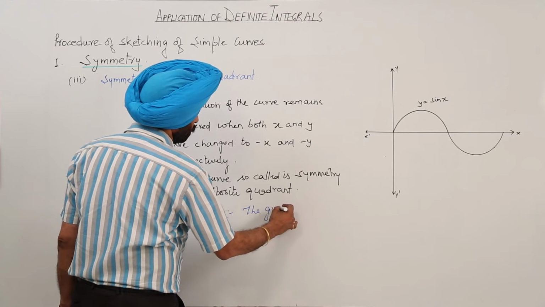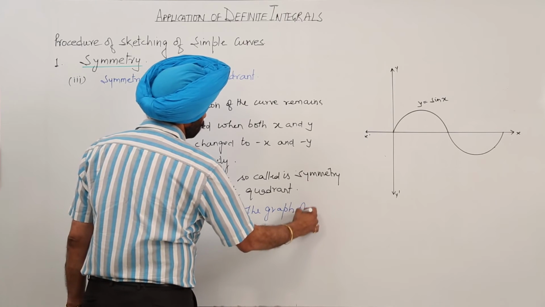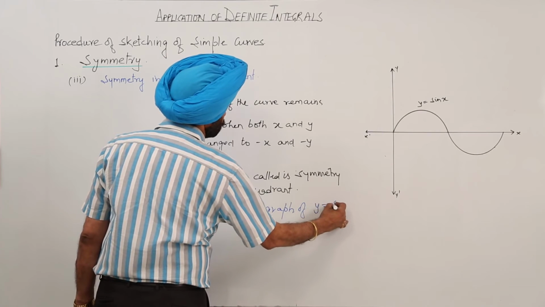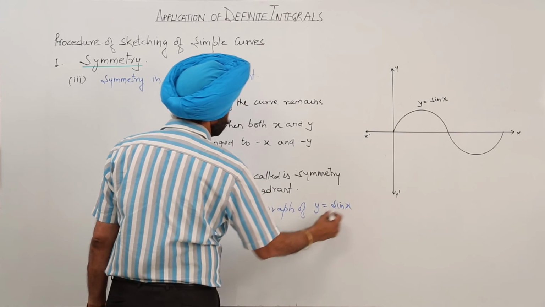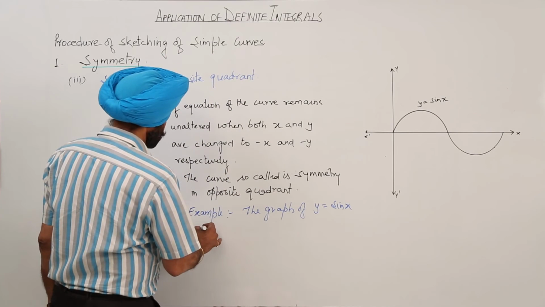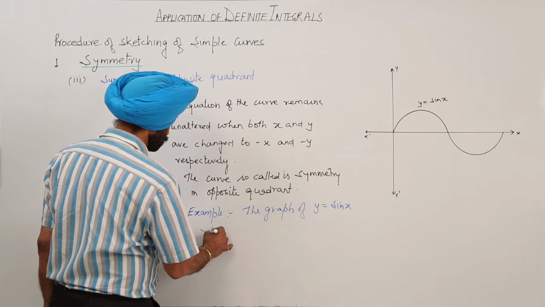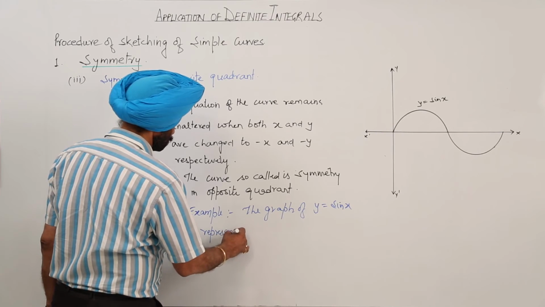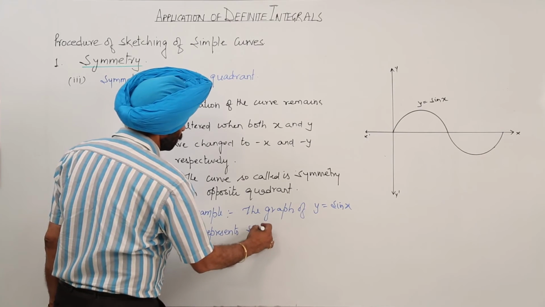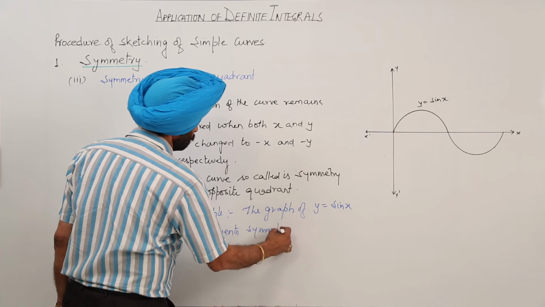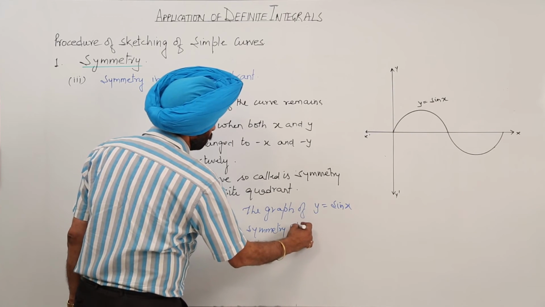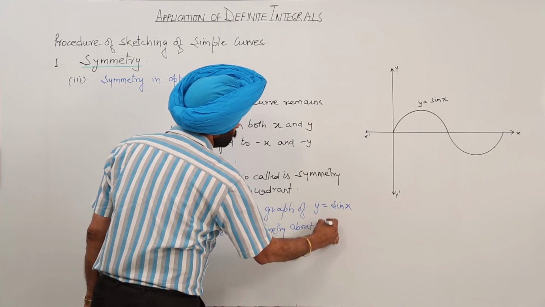The graph of y is equal to sin x represents symmetry about the opposite quadrant.